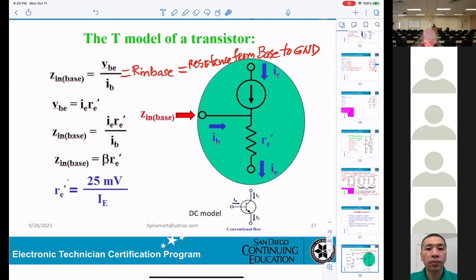Again, what represents the diode from the base to the emitter? That means for AC, you don't have a diode anymore. It will be substituted by the resistance R prime E. And that resistance will be calculated by 25 millivolts divided by IE.